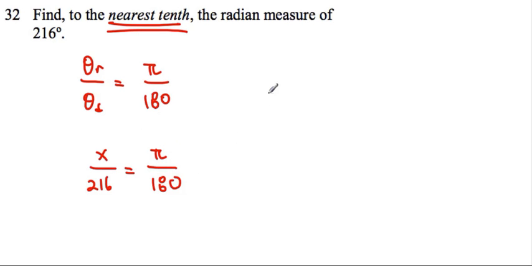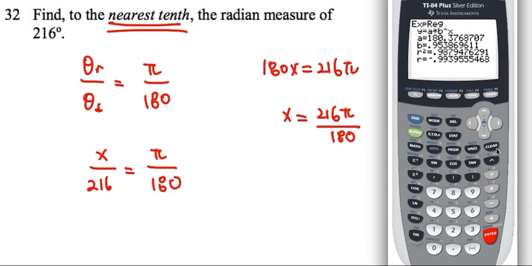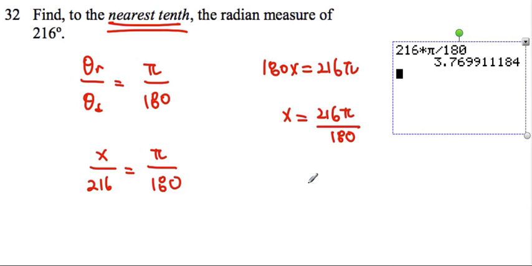So here, by cross multiplication, we get 180x equals 216 pi. Of course, x then is equal to 216 pi divided by 180. Once again, because they're simply telling us to use the calculator by saying the words nearest tenth, we're just going to put that into our calculator and get the answer. 216 times pi divided by 180. There it goes. So to the nearest tenth it will be equal to 3.8 radian measures.